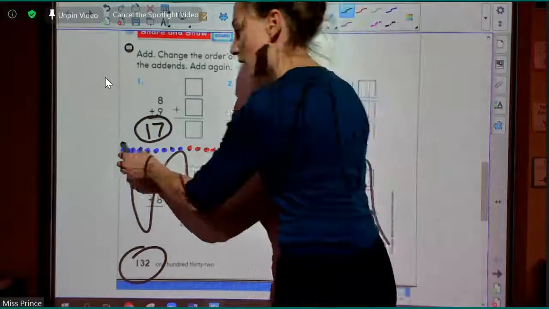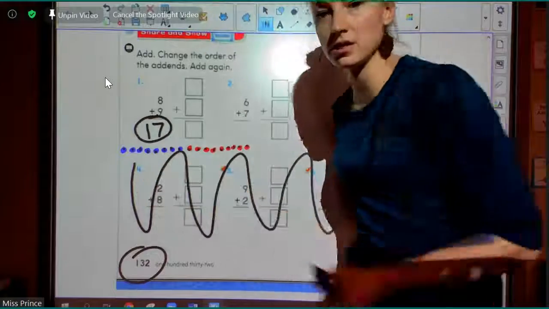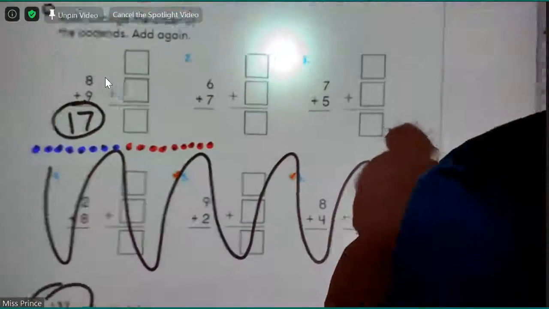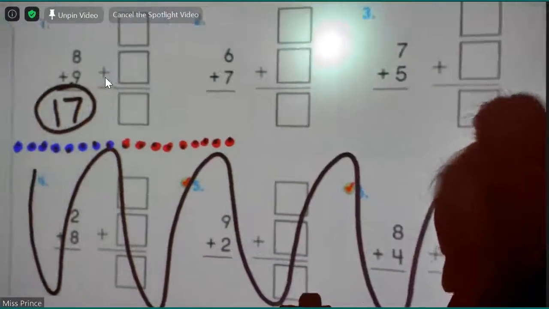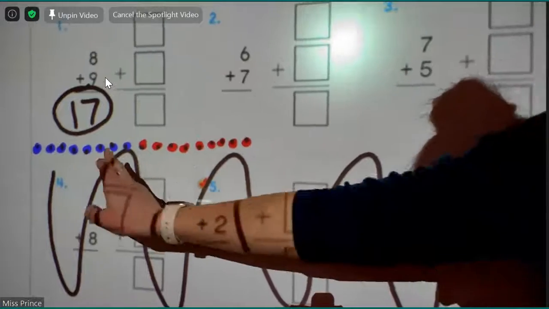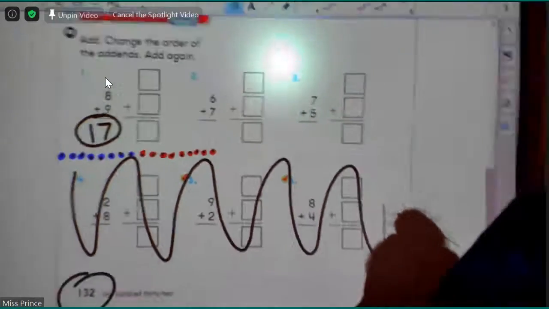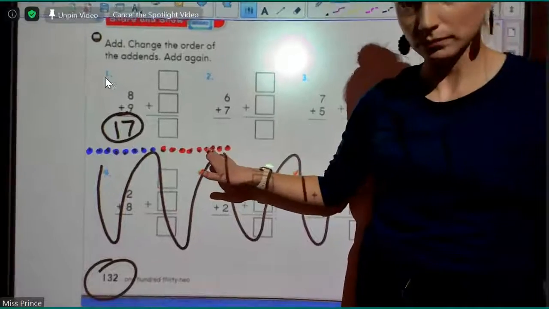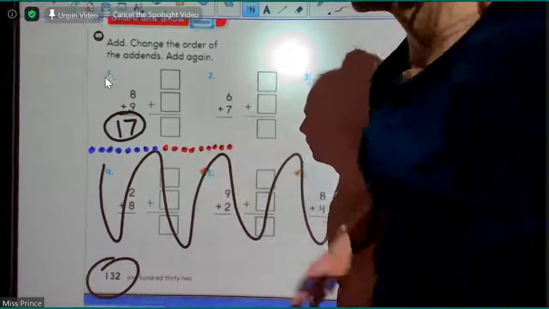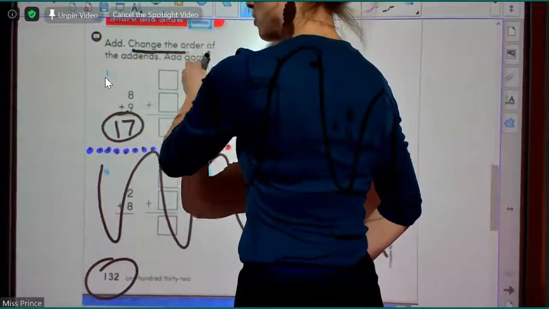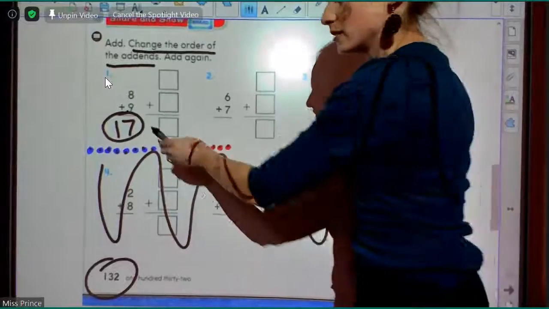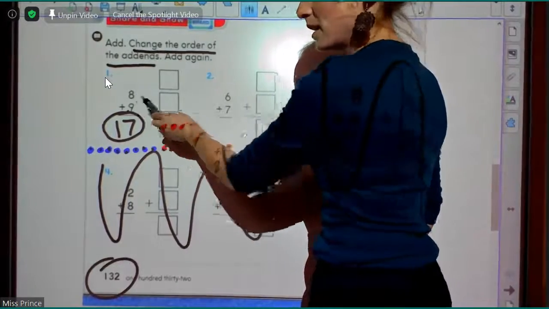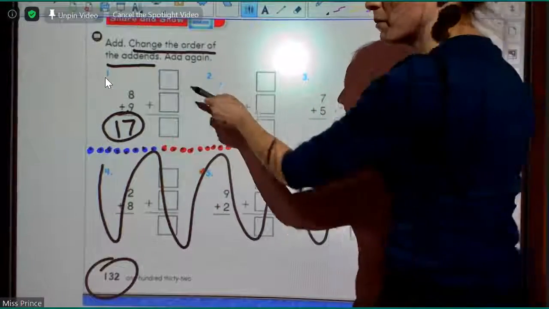So that could be crossing them out or putting a little dot in there like I did. Do you guys see that I used my pencil and I put a little dot in each of them? So if that helps you keep track, I want you to use some sort of method to help you keep track of those, okay? Now watch what we do. Change the order of the add-ins. So instead of the 8 being on top and 9 on the bottom, Xander, what am I going to put up here?